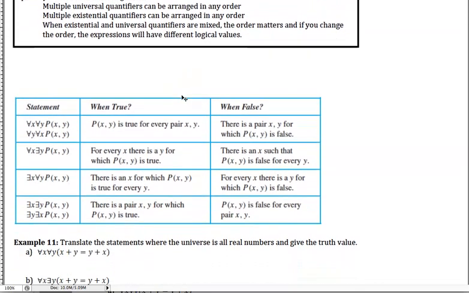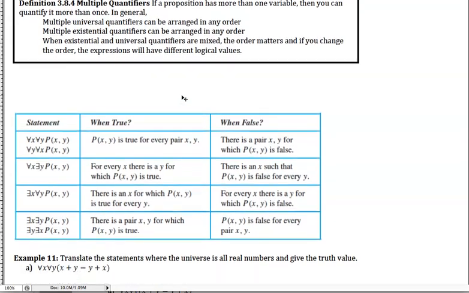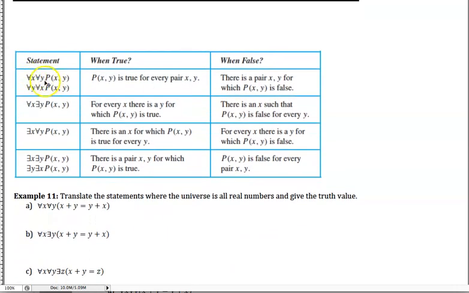All right, so let's look at some combined statements here, multiple quantifiers. So let's say I have a proposition P that's dependent on x and y, so it has two variables. So we have two universal quantifiers together. It doesn't matter whether you put for all x or for all y at the beginning or the end. It doesn't matter if you mix them. So this means that the proposition P(x,y) is true for every pair x, y. And it's going to be false if there is a pair of values x, y for which P(x,y) is false.